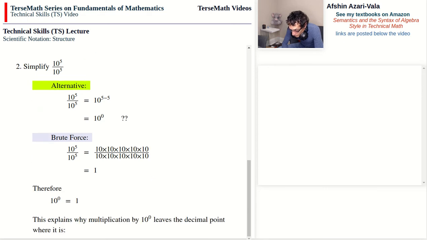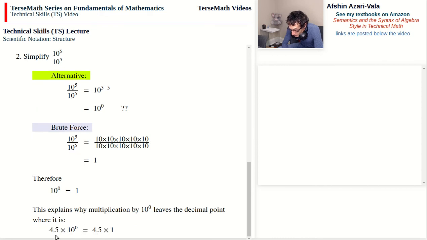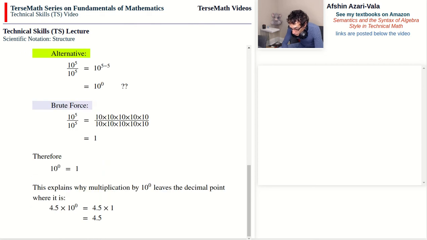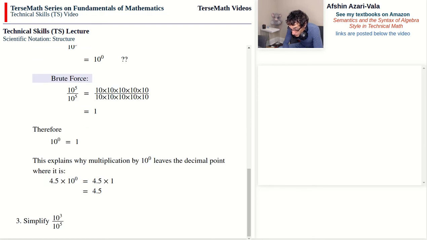This also explains why it is that when we multiply by 10 to the power of 0, the decimal point does not move. Because if I have 4.5 times 10 to the power of 0, that's the same as 4.5 times 1. And that doesn't change 4.5. And so the decimal point stays where it is. Okay, the third case will teach us how to make sense of negative exponents. Now this time the exponent on the top is smaller than the exponent down.